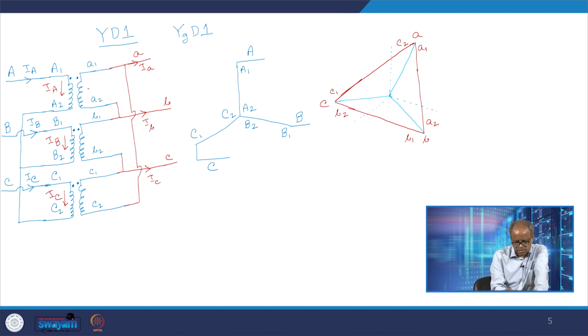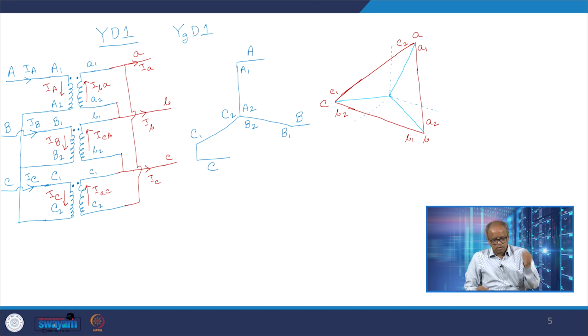And with this current would be in phase, I call it IBA, and with this current would be in phase, I call it ICB, and with this current would be in phase, I call it IAC. So this completes the vector diagram as well.